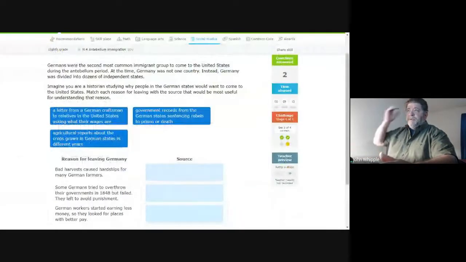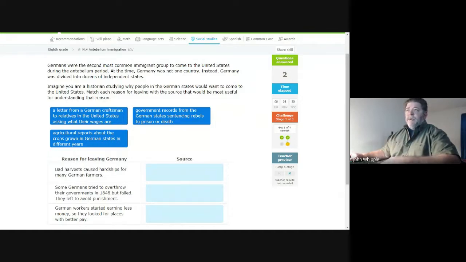Germans were the second most common immigrant group to come to the United States during the antebellum period. At the time, Germany was not one country. Instead, Germany was divided into dozens of independent states. And when they say states like this, they mean countries.